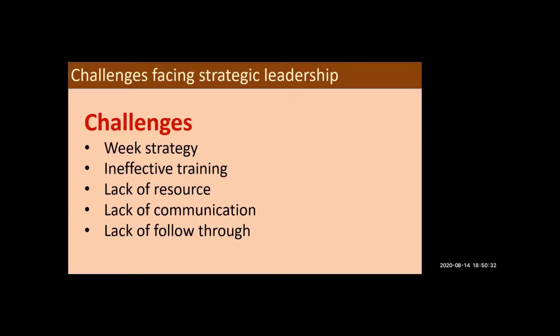And an effective training. While we develop a strategy, we have to train our employees and communicate our strategy to them. And if we don't give them effective training, the strategy could fail. Lack of resources, we may not get the capital or the human resource that can be suitable to proceed with these strategic plans. And the other one is lack of communication. As I said, having a strategy is not enough. Communication is the basic one, and it has to be transparent and honest to communicate for an effective organization. So it has to be communicated well to those in the organization.